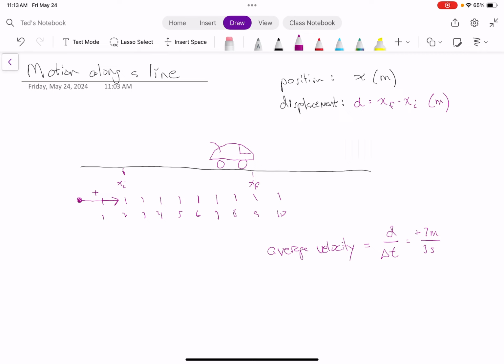Notice everything that happened in between was irrelevant. All that mattered is where did we end up and where did we start. The fact that sometimes I was going forward, sometimes I was going backwards, sometimes I was going forward again, none of that matters. All that matters is where did we start and where did we finish. So average velocity is defined as displacement divided by time.